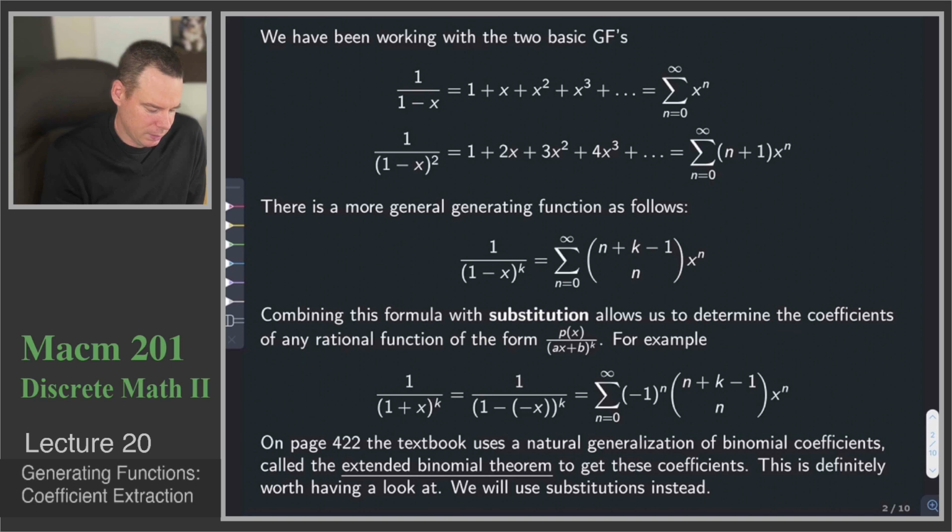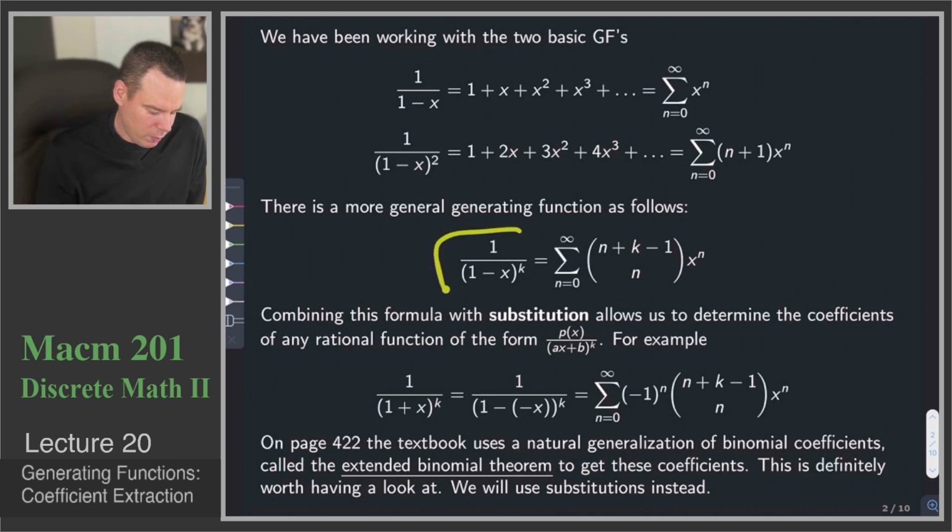So 1 over 1 minus x. We know that's the rational function for this series expansion: 1 plus x plus x squared plus x cubed and so on. In other words, this is the generating function for the sequence of 1's. 1 over 1 minus x all squared is the generating function for the sequence of consecutive integers, starting with 1.